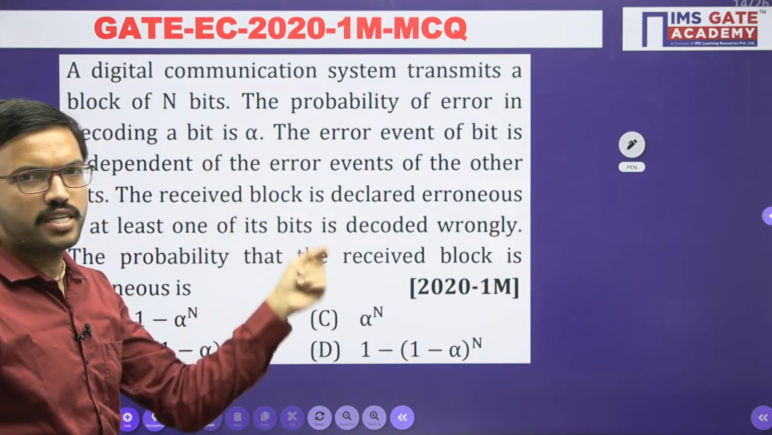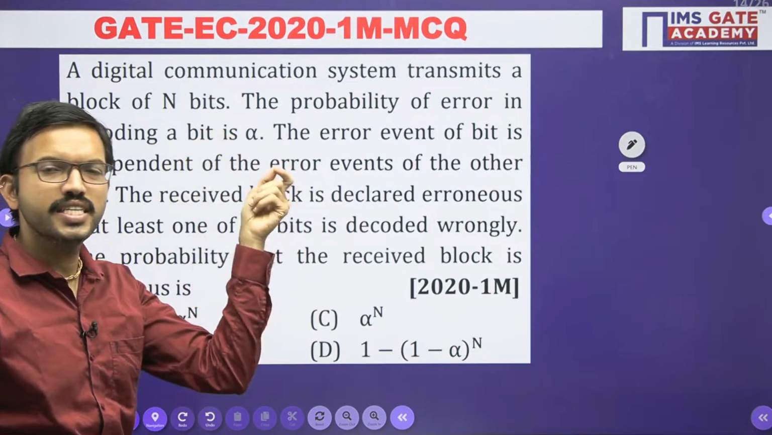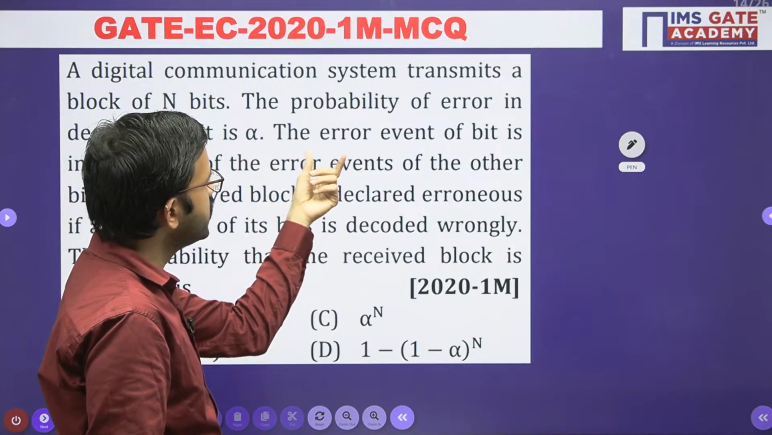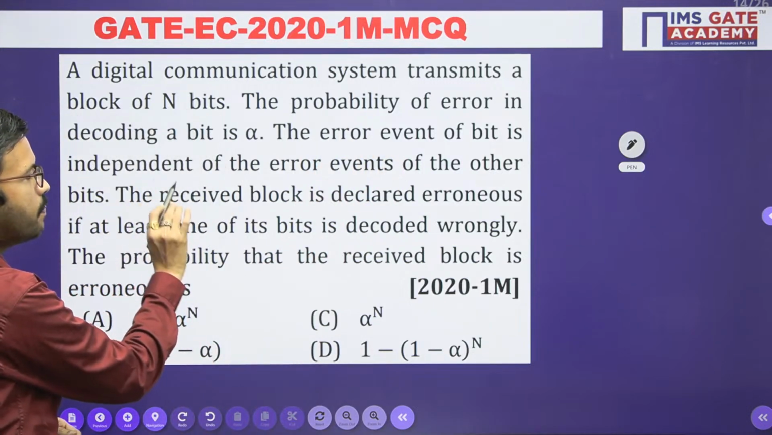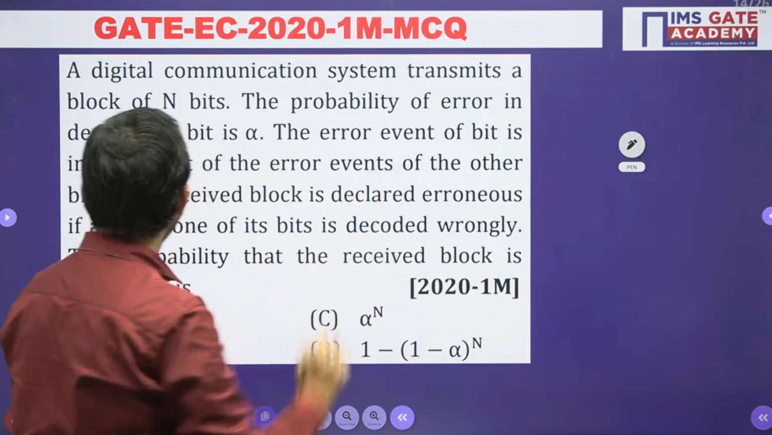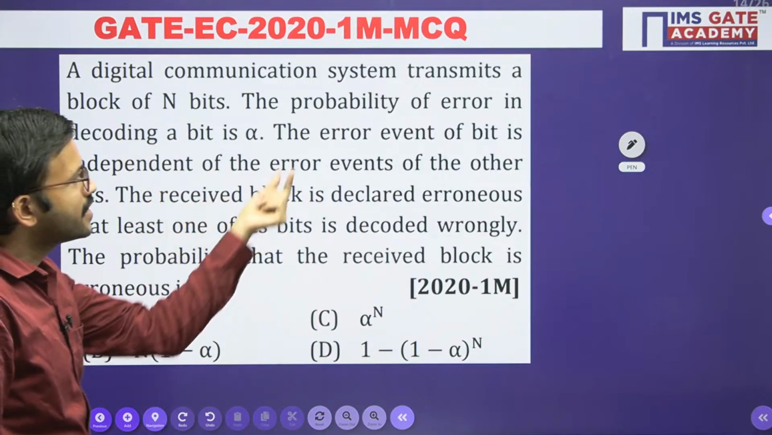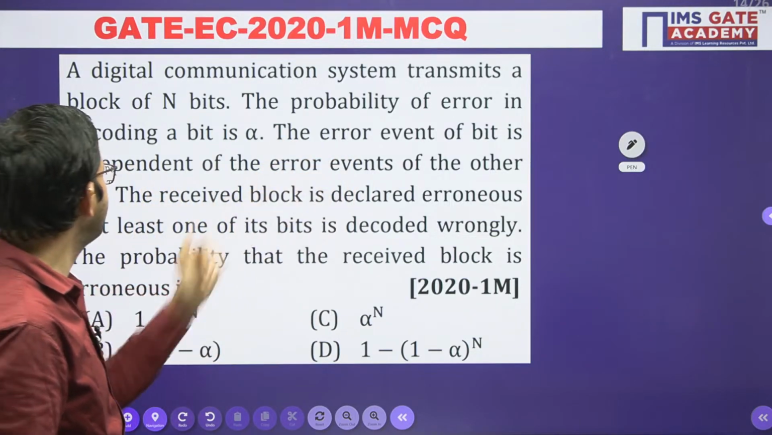So in any bit, the probability of getting an error is alpha. Now, they have mentioned here that the error event of a bit is independent of the error events of other bits. This is a very interesting point in this particular question. The error event of the bit is independent of the error events of other bits, right?